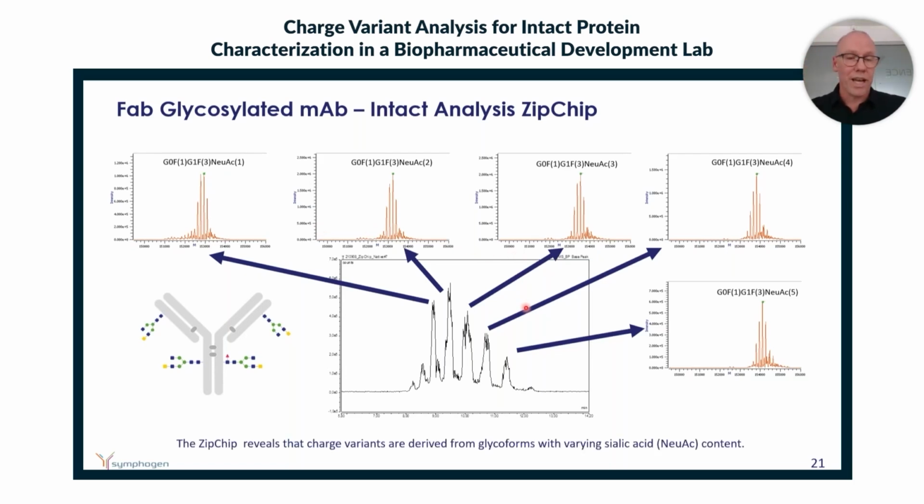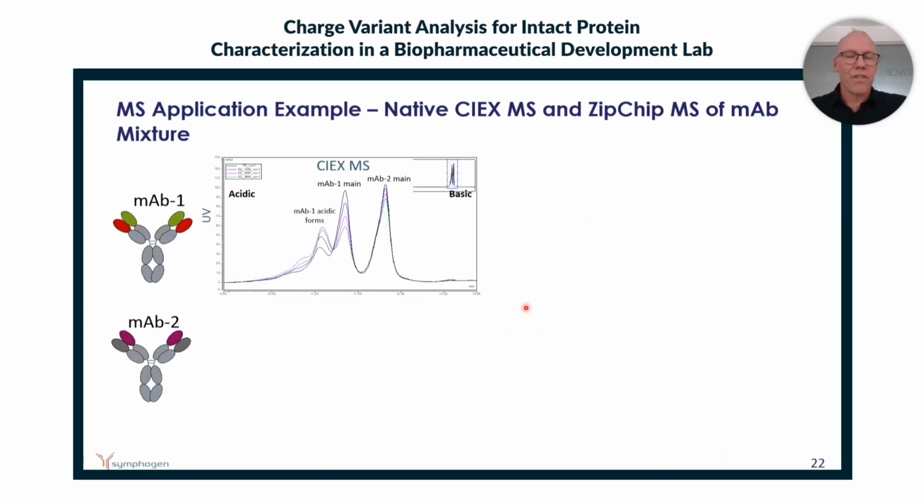And of course, sialic acid is traditionally something you would like to avoid in your product, especially if it's in the constant region of your antibody, because that has been associated with immunogenicity. So it's really powerful when you can very effectively pull out these glycoforms at the intact level without any sample preparation. This is another example of a project analyzed by cation exchange, and it's a mixture of 2 antibodies.